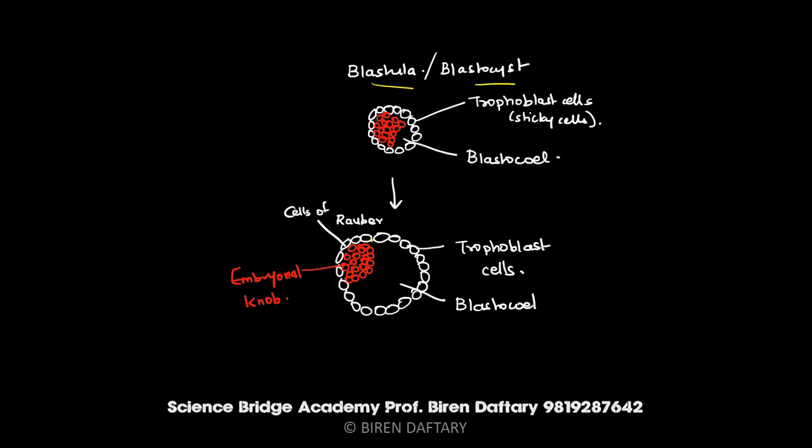These are the cells called cells of Rauber. So I'll highlight the cells of Rauber to you. These are the trophoblast cells surrounding the embryonic knob, so they are the Rauber cells. This is the blastocele. Okay, so friends, I hope you have understood.